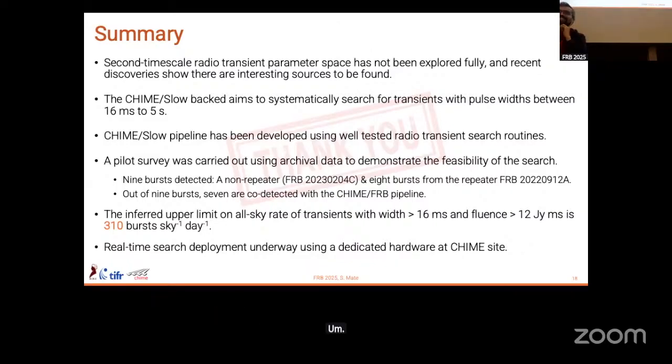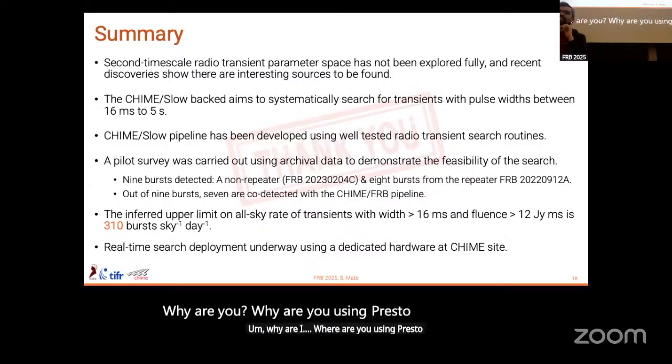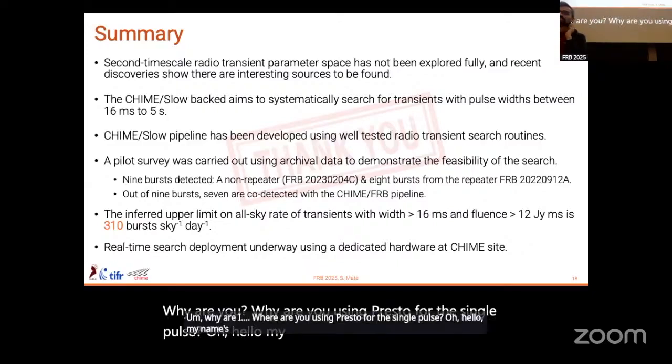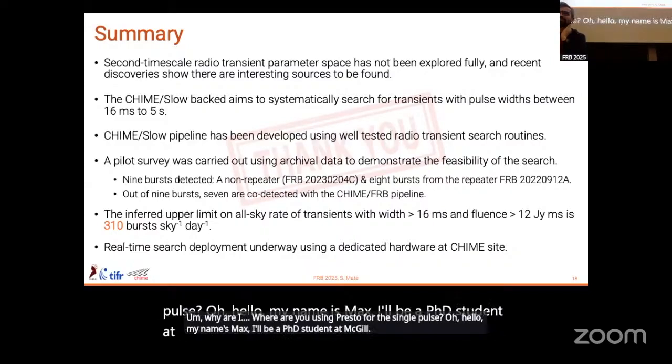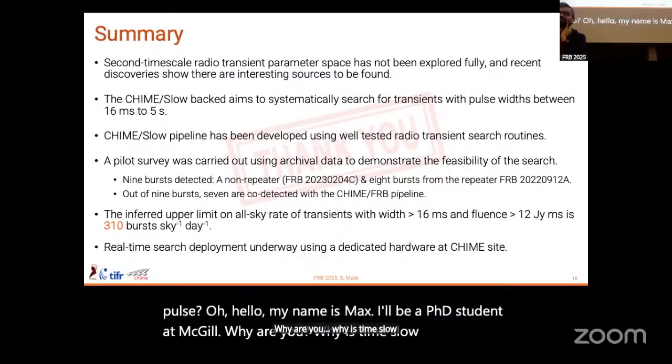Why are you using Presto for the single pulse? Oh, hello, my name is Max. I'll be a PhD student at McGill. Why is CHIME using Presto for the single pulse search?